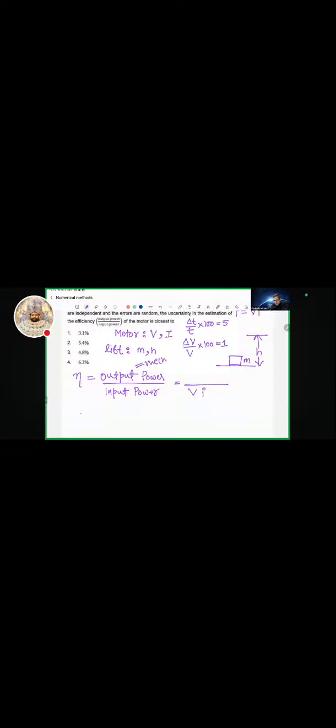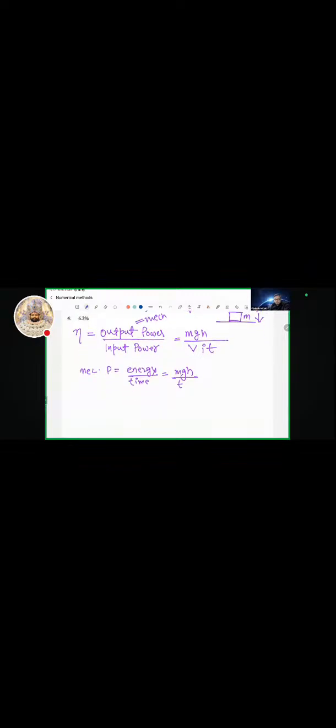What is the formula for mechanical power? Energy per unit time. How much will the energy be? If you go from ground to height h, you get mgh, right? That is the energy, and time is t. So you get mgh by t. So now 6 quantities are there in front of you, and you need error in efficiency, eta. Since 100 is multiplied with everyone, I don't have to worry about it.